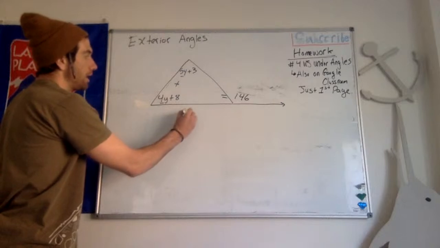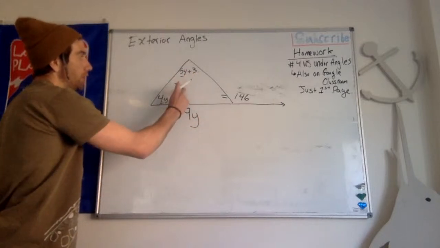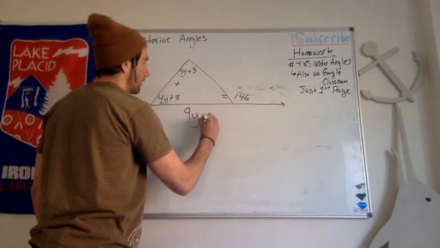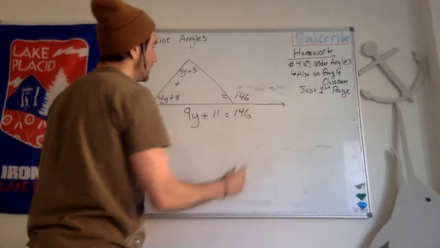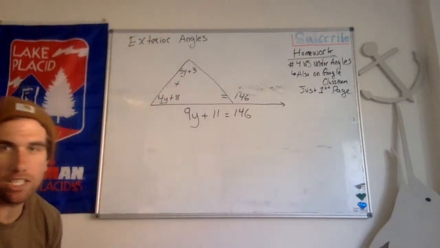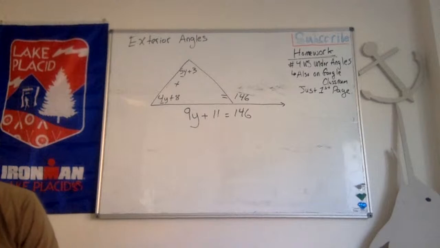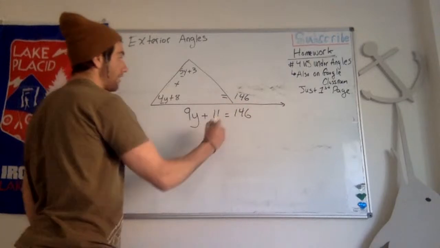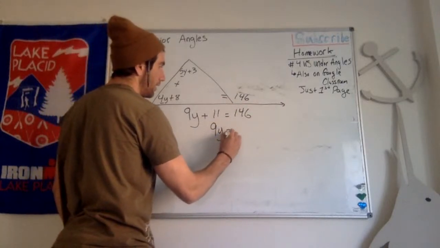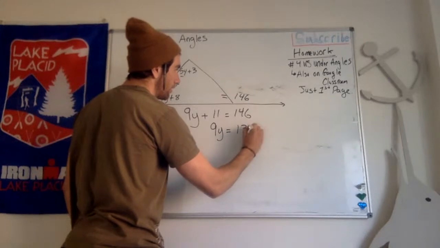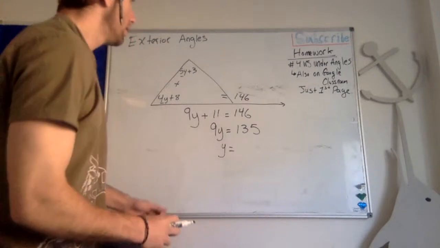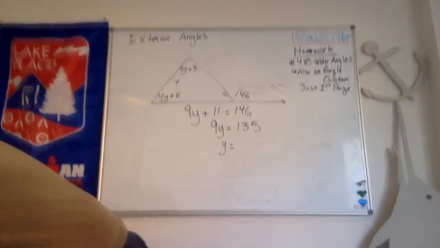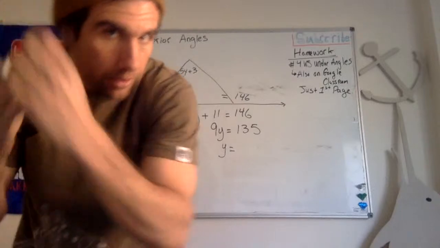5y and 4y give me 9y. 3 and 8 give me 11 equals 146. See? Instead of rewriting the whole thing, I just simply combined the like terms right away. And then you go ahead and solve for y. Subtract 11 from both sides, you're going to get 135. And then when I divide both sides by 9, what do I get? Divide both sides by 9, 15.